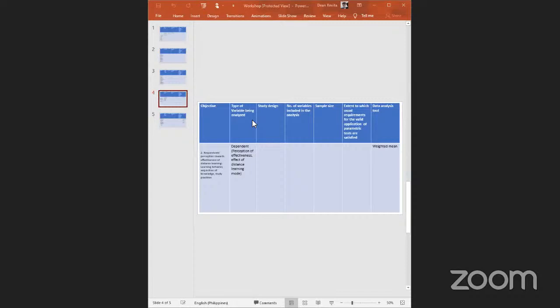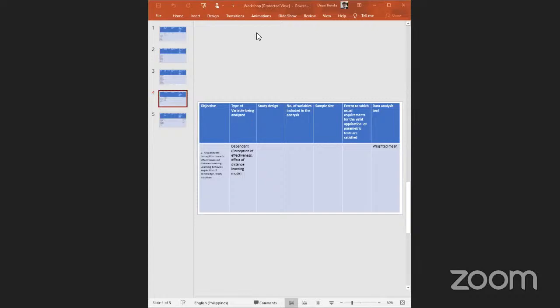Since what we're trying to identify is the effectivity of online learning mode or distance learning mode, we use weighted mean po in order to determine yung answers nila sa questions po namin is whether they found the distance learning mode to be effective. So siya, yung scale po niya is either very highly effective, highly effective, moderately effective, less effective, and not effective po. So, ang suggestion po sa amin last time is weighted mean po ang gamitin.